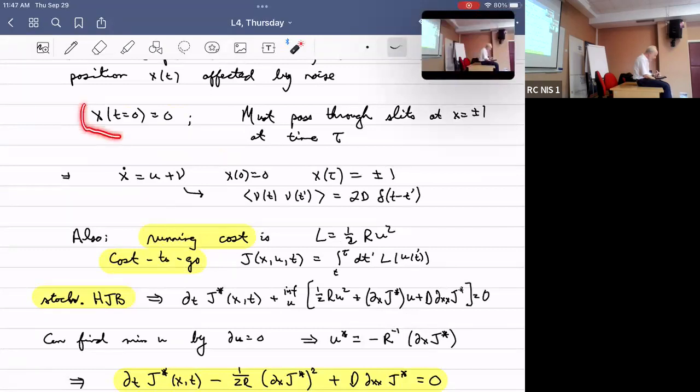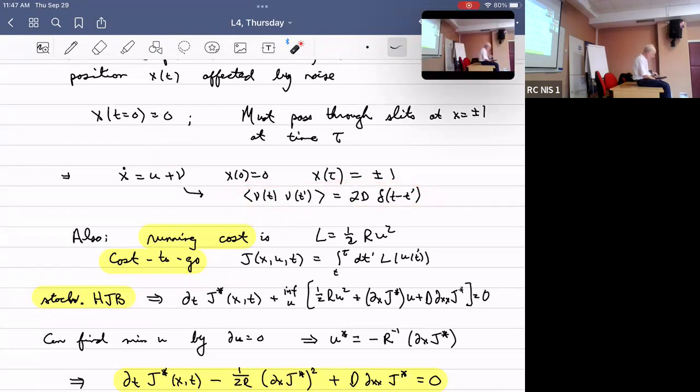So time zero is at x equals zero. The motion is given by this, so the velocity is either given by whatever you put in as control or by the diffusion term. At some time tau, we want it to be precisely plus or minus one. And the noise follows this diffusion form.